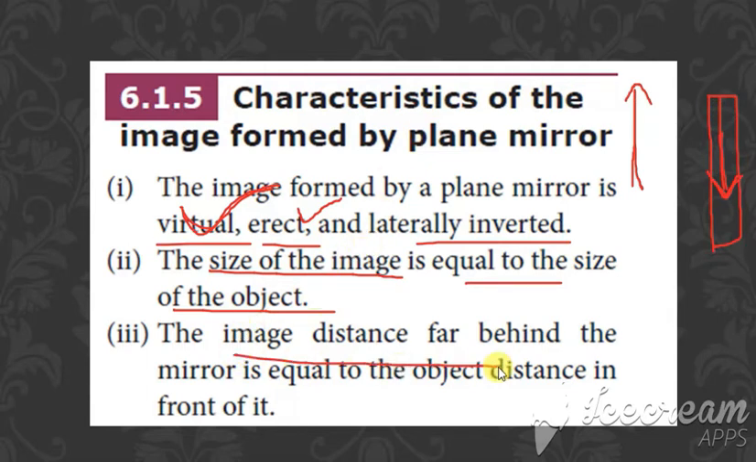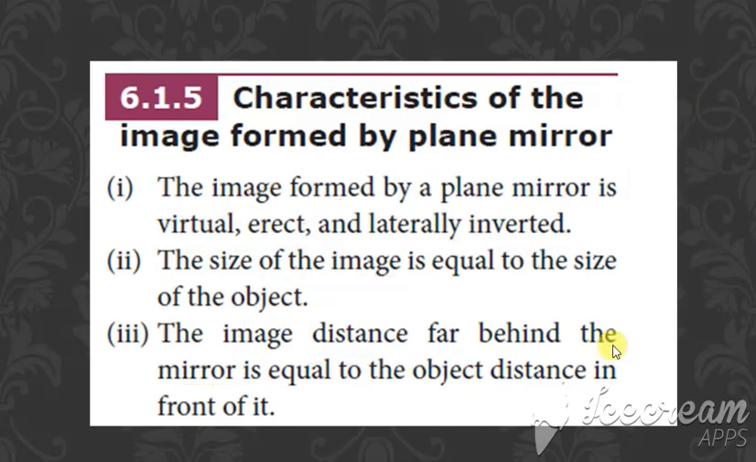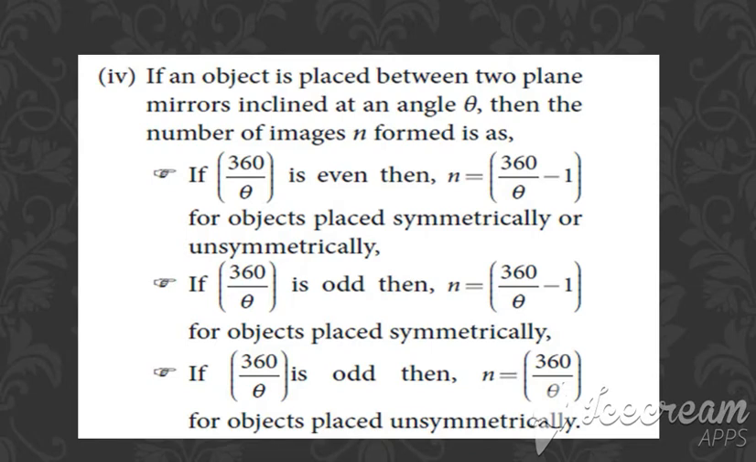Then the image distance far behind the mirror is equal to the object distance in front of it. So distance is also same. Okay, so whatever distance the object is from the mirror, the same is the distance of the image from the plane mirror. Okay, clear?